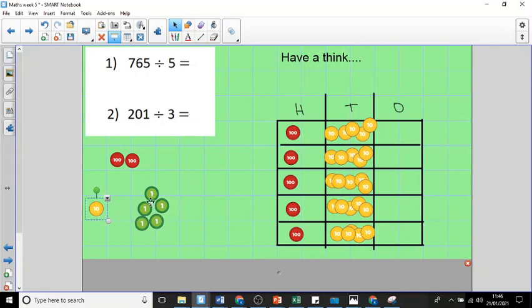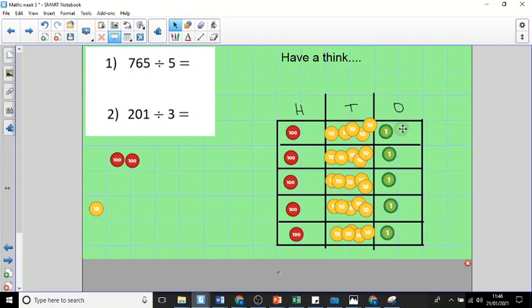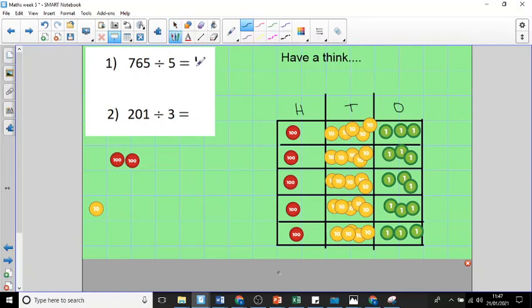So I know now that instead of having 5 ones, I've got 15 ones, and I'm going to start sharing those 15 ones out. So 1, 2, 3, 4, 5, 6, 7, 8, 9, 10, 11, 12, 13, 14, 15. Okay, so I've got 15 now shared out. So I've shared out 765. Gosh, that was a long question, wasn't it? So we've got 100 and 10, 20, 30, 40, 50, 3. So our answer for that one would be 153.